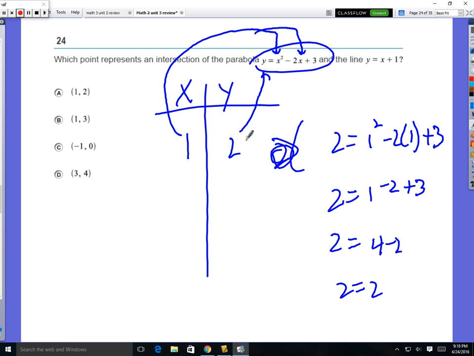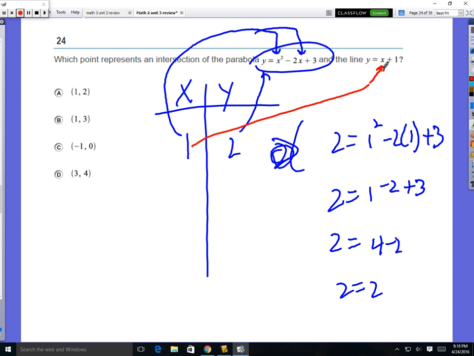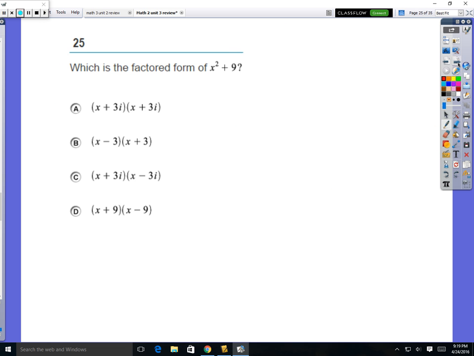It's got to also check for the line. So let's test 1. Does 1 in for x give you 2 for y? 1 plus 1 is 2. It holds, this point exists in both the parabola and the line. So we got lucky. It's A. It would have sucked if it was D, because we go through A, B, C, D to get to it, but you can just graph it on your calculator and see where the intersection point is. That might be faster and easier. 25. How do you factor this? We just did one. It's C.